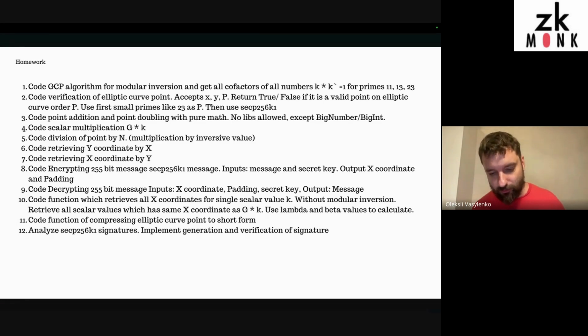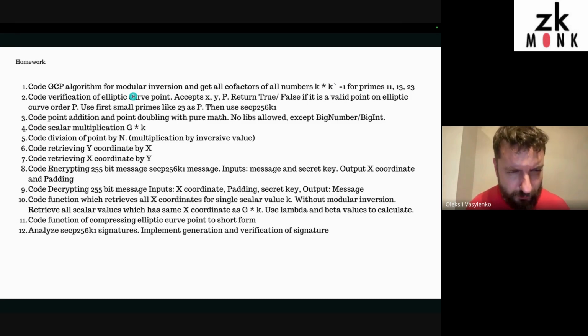And you need to return true or false if this coordinate is located inside the elliptic curve or not. Use the secp256k1 Bitcoin curve, because it has tons of material and all these things have been done a million times, and you can easily find how it can be done.